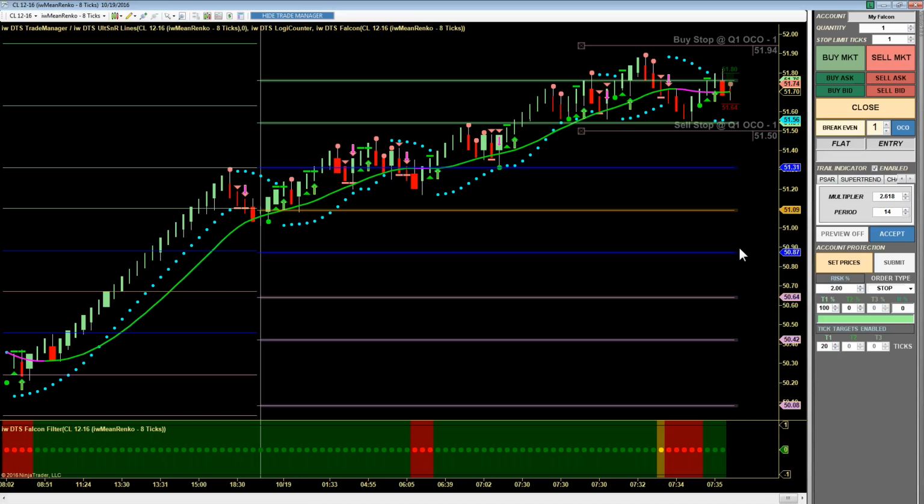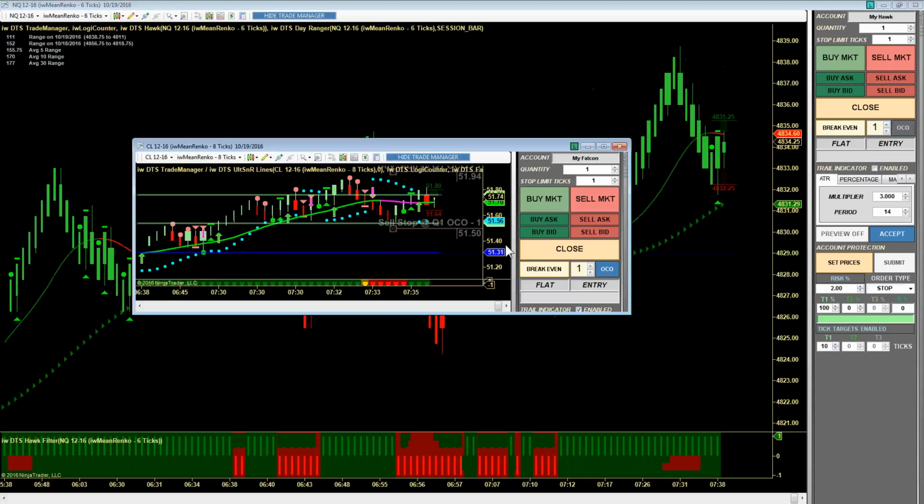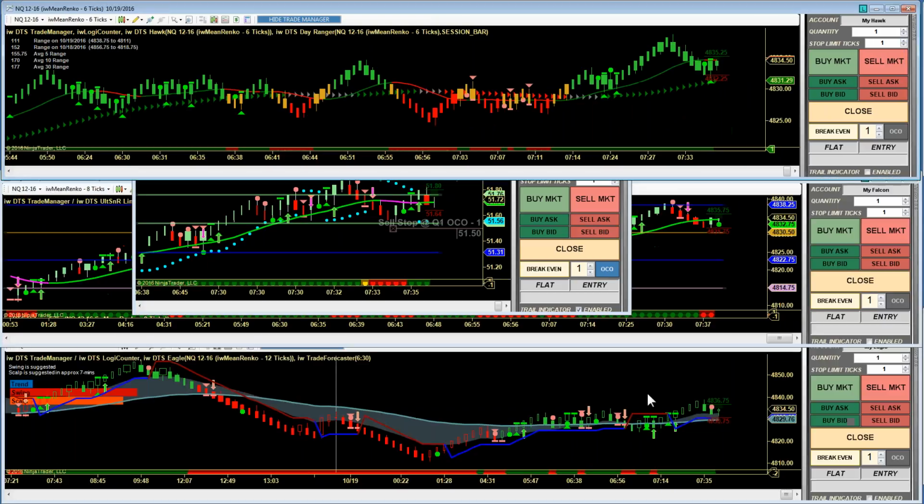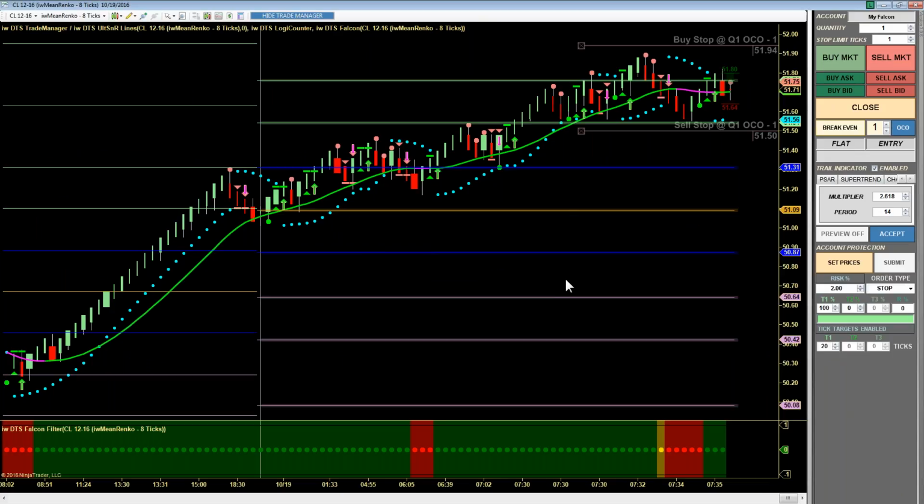Andrew is asking, Eric, is there any advantage of the Falcon over the Raptor or vice versa? Okay, the Raptor we don't have on the screen here this morning. We just have the Hawk, the Falcon, and the Eagle. The Raptor is kind of a hybrid trading system. It incorporates elements of the other 3 birds all into one. The advantage with the DTS system is that you've got specialized tools.